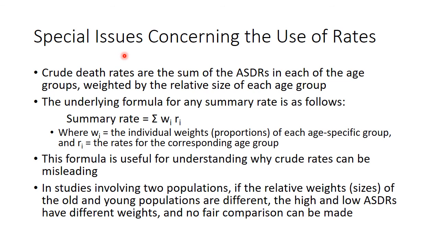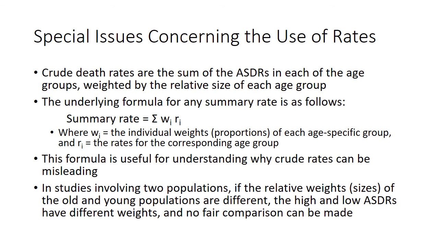If you were to think about it, crude death rates are basically just the sum of all these different age-specific death rates in each of the age groups, weighted by the relative size of each age group. So for instance, with the Swedish population, their older population makes up a higher proportion than Ecuador's aged population. And so it's going to have a higher effect on that rate of mortality. And so you can basically look at the underlying formula for this kind of summary rate. This crude death rate equals the sum of W sub I multiplied by R sub I, where W sub I is going to be the individual weights or proportions for each age-specific group, multiplied by the rates of the corresponding age group. I'll show a more specific example in just a second here, but the formula is pretty useful for understanding why crude rates can be pretty misleading.